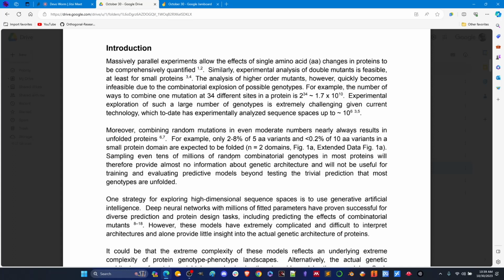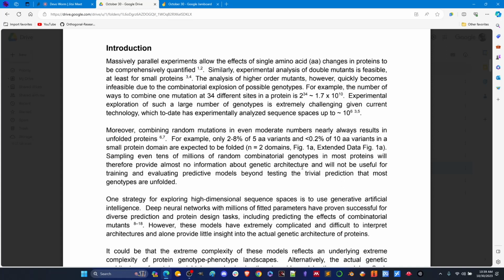Sampling even tens of millions of random combinatorial genotypes in most proteins will therefore provide almost no information about genetic architecture. So we look at these genotypes, we look at the mutational landscape. Most of it is useless. So it doesn't really provide any information on its own. You have to structure it in some way to pull the information out.